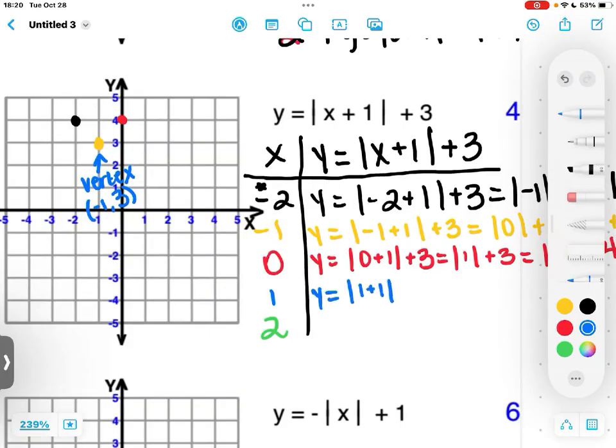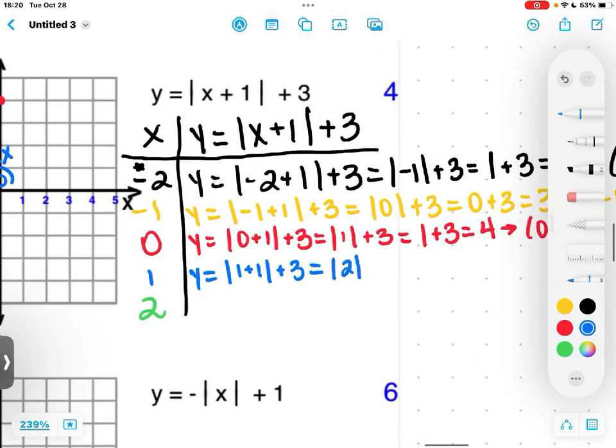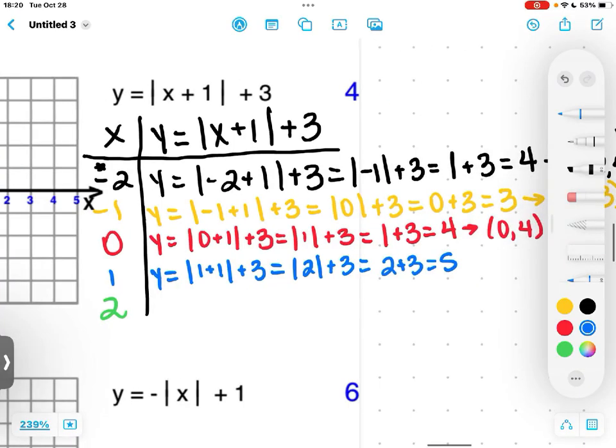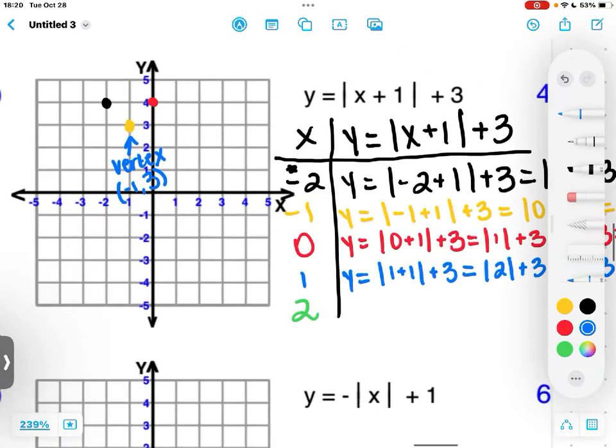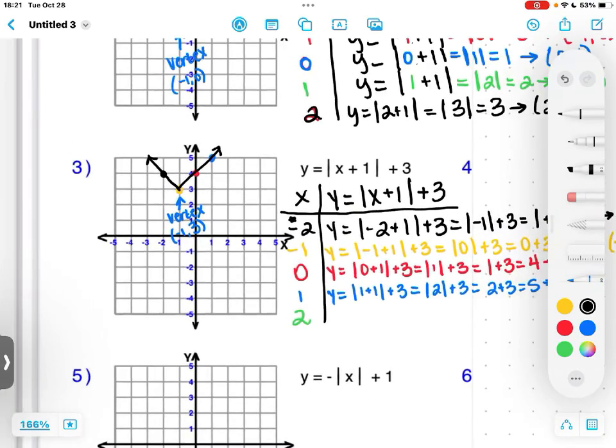We have absolute value of 1 plus 1 plus 3. That's the absolute value of 2 plus 3. Well, that's going to be 2 plus 3, which is going to be a 5. Making this point a 1, 5. That creates this graph here. Make sure you have your arrows because these will go on forever and ever. They do not stop, but that would be the proper graph.